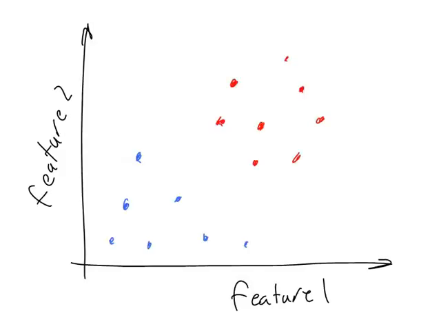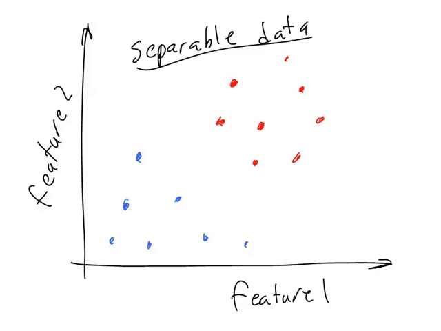For example, we would expect support vector machine to do a good job with data like this. This data will be considered to be separable. By separable, we're referring to the distance between the data, or the amount that the two classes of data are distinct from one another.